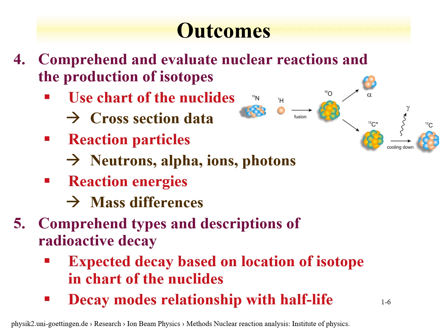The students should also be able to comprehend and evaluate nuclear reactions and how isotopes are produced. This can be obtained and understood from using the chart of the nuclides. One can evaluate certain reactions. So for instance, here's a reaction shown here of a proton and nitrogen 15 makes oxygen 16.